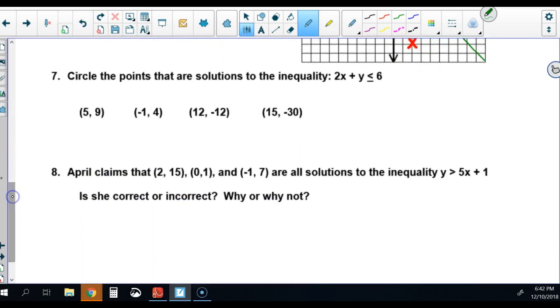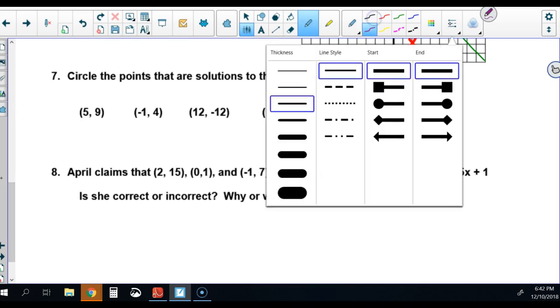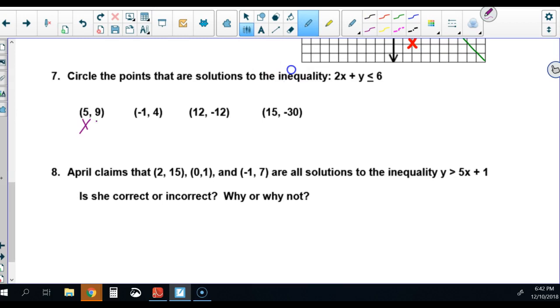Number 7. Circle the points that are solutions to the inequality 2x plus y is less than or equal to 6. This would be easier with a graph. Well, your first instinct is probably to look at that and graph it, but we don't need the graph to find solutions. We can look at the x and the y value and plug it in.